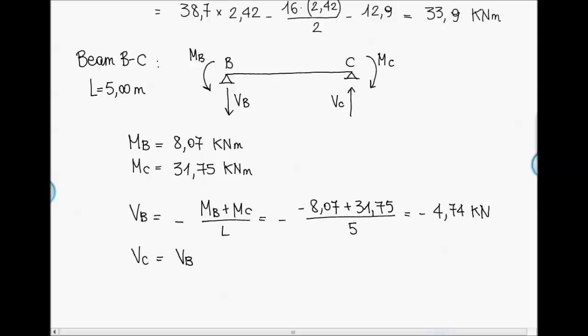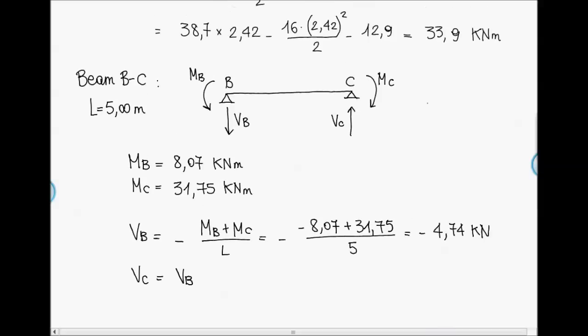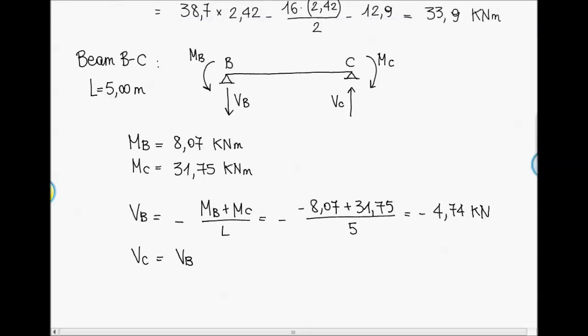Well, in order to determine the sign of the shear, we are considering this convention here of the elementary portion of a beam. So this is the positive convention for the shear. Well, for beam CD, we have this situation.